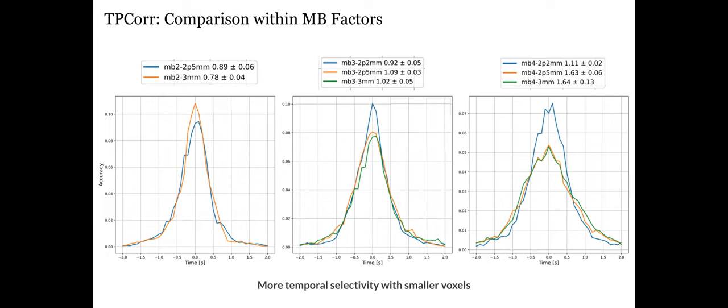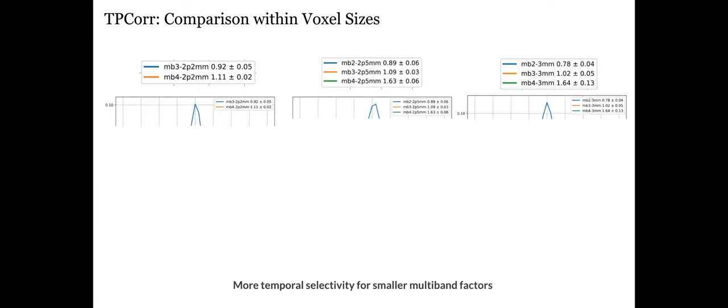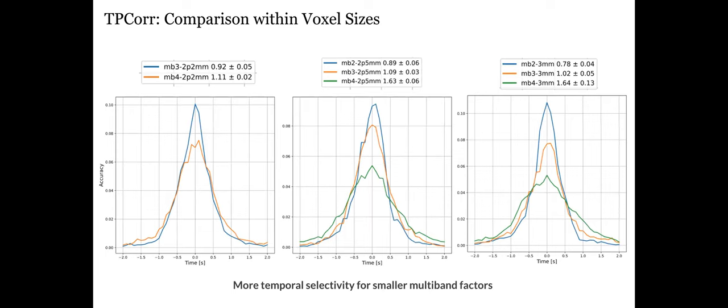First we looked at the time point correlation of different voxel sizes within multiband factors. We see that the temporal specificity of voxel sizes 2.5 and 3 are pretty similar, but we get a marked improvement for 2.2 millimeter voxels. When we compare within voxel sizes, the first is 2.2, then 2.5, and then 3, we see that we have more temporal selectivity for smaller multiband factors.